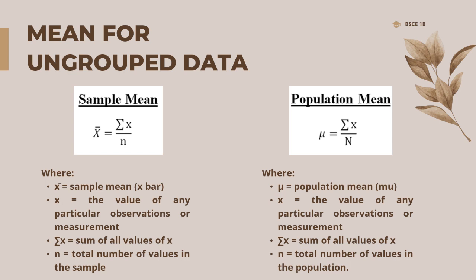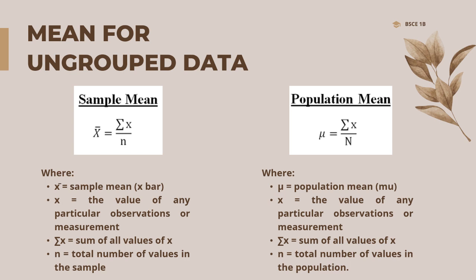And the population mean, again with the formula mu equals summation of x over n, where mu is the population mean and x is the value of any particular observation or measurement. Summation x is the sum of all values of x, and n is the total number of values in the population.